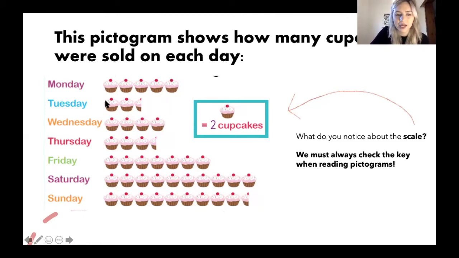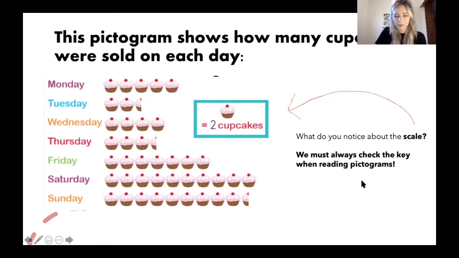If we look at Tuesday, we've got 2 full cupcakes that have been sold, and then we've got this half a cupcake. Now it's showing us half because that is representing 1 cupcake. A full cupcake like this is worth 2, and half of the cupcake is just worth 1.